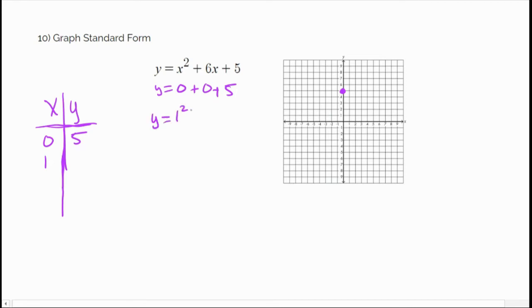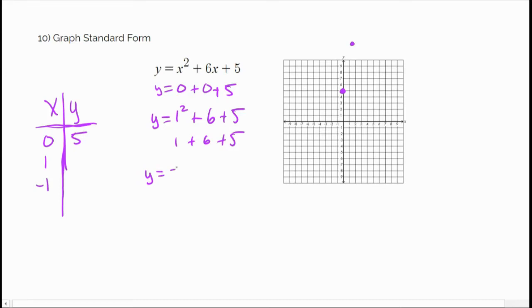So in this one here, I get 1 squared plus 6 times 1, which is just 6, plus 5. So I get 1 plus 6 plus 5, and that's going to give me 12, which really doesn't even land on this graph here. So I realize I need to go the opposite direction. So I'm going to go to the left. I'm going to plug in -1 to see what I get.